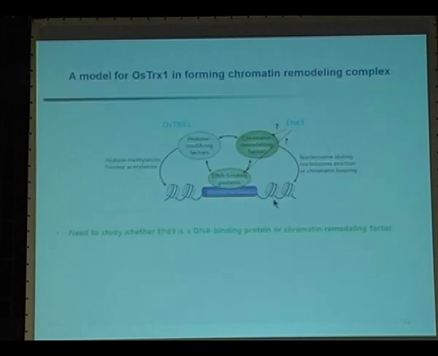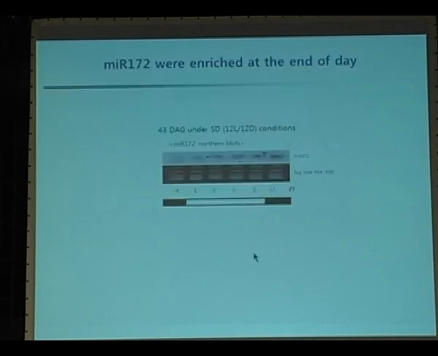So the working model is that TRX1 has methyltransferase activity, but does not recognize DNA by itself. So there has to be some DNA binding partner. Also, there will be a chromatin remodeling partner. We do not know whether EHD3 functions as a chromatin remodeling factor or DNA binding partner. It has to be resolved. This will be my last part of the talk.